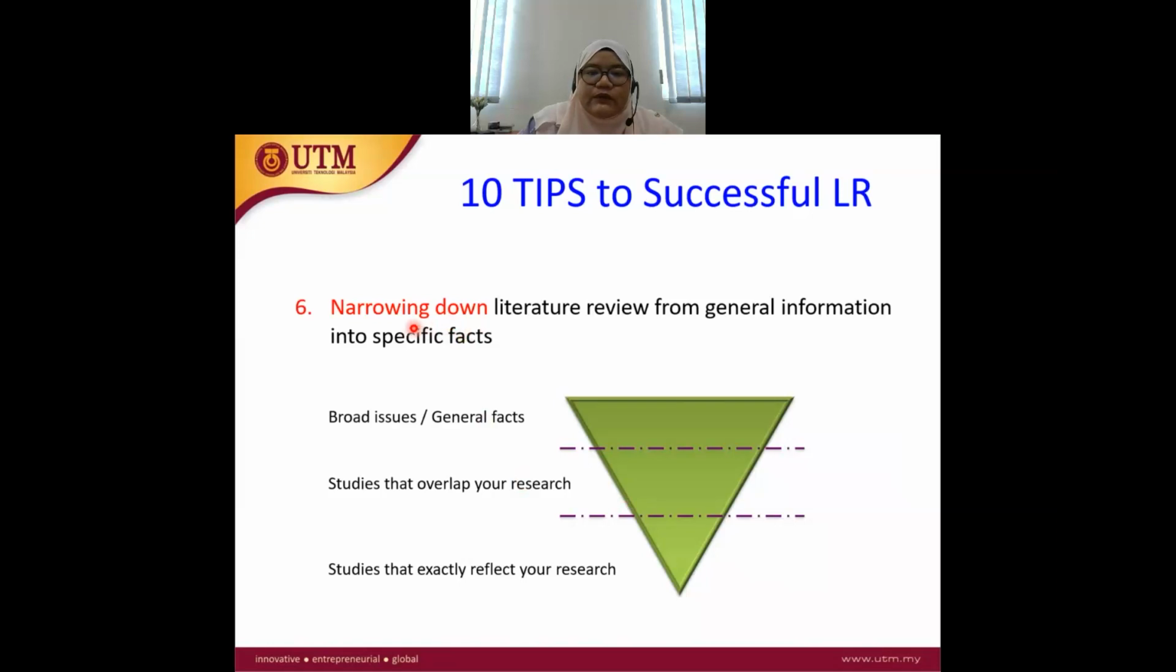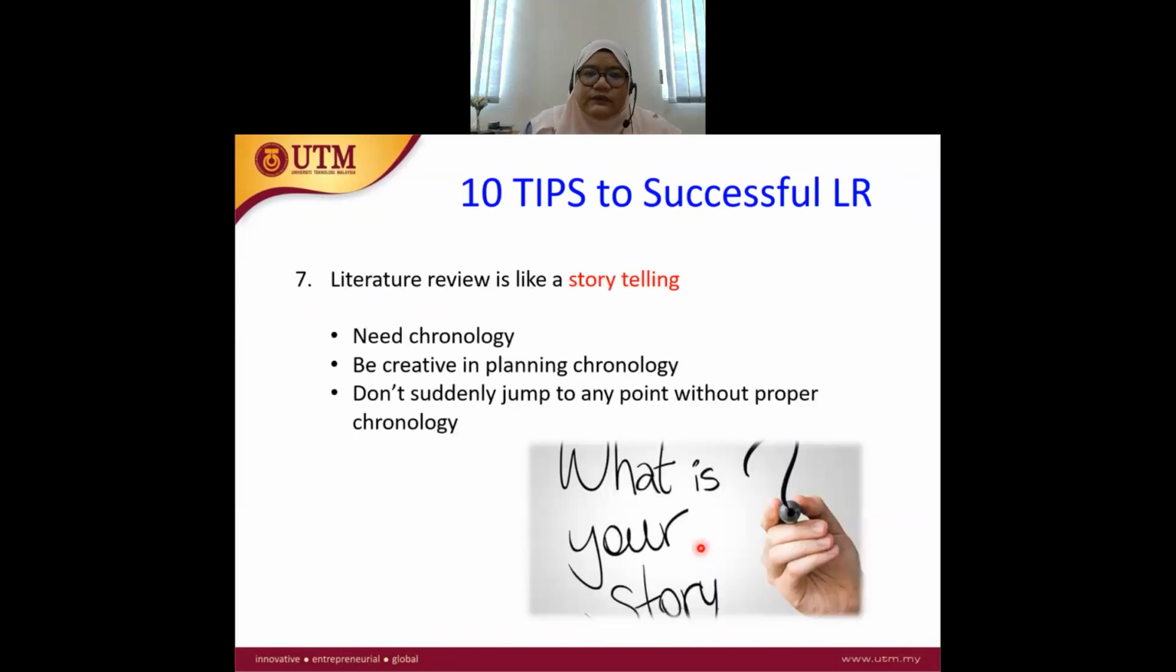Okay, narrowing down. You must narrow down your literature review from general information into specific facts. First you have to mention the broad issue, the general facts, the theories or whatever. Then you go to studies that overlap your research, and then studies that exactly reflect your research. So it is just like a story. A literature review is just like telling a story.